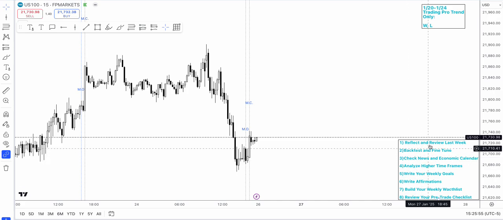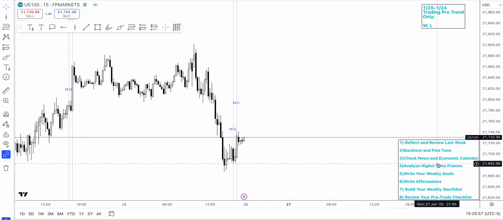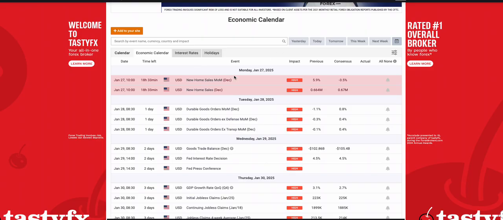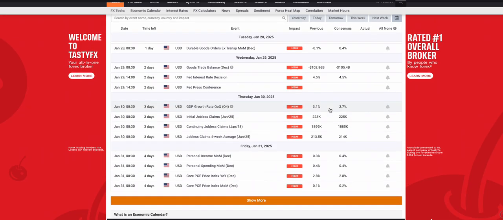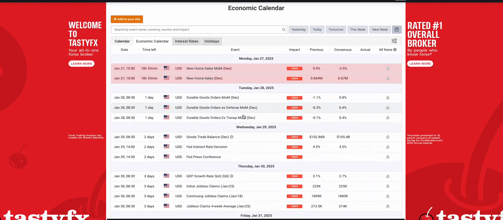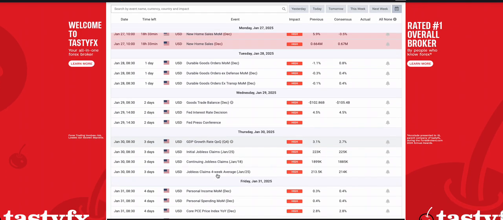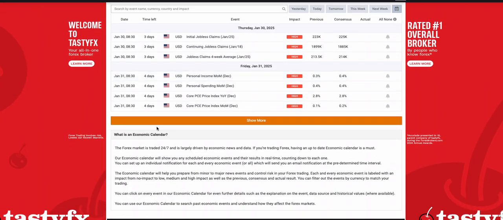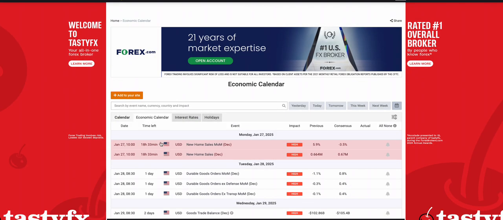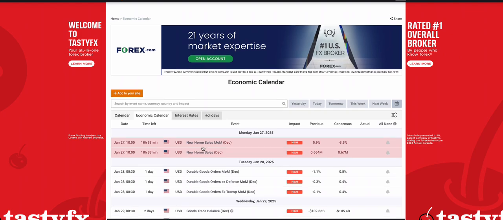So we'll start out with number 3, checking the economic news on the calendar. And as you can see here, it's not too much crazy news. It's mostly pre-market news on Tuesday, Thursday, and Friday at 8:30. And it's a little bit of news on Monday at 10. So I probably just won't trade around that time, that hour, and just ignore it.